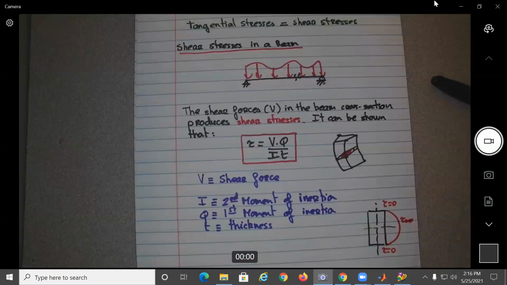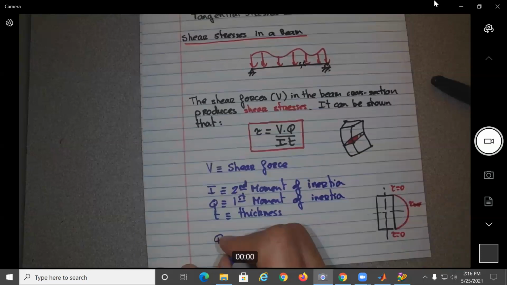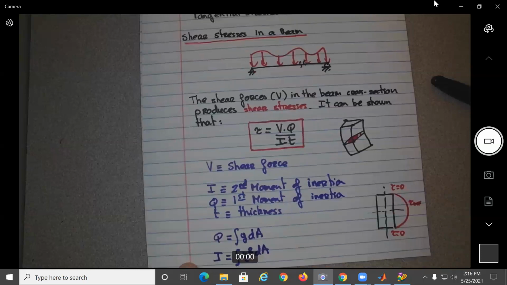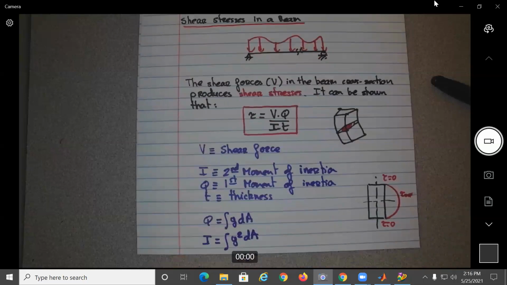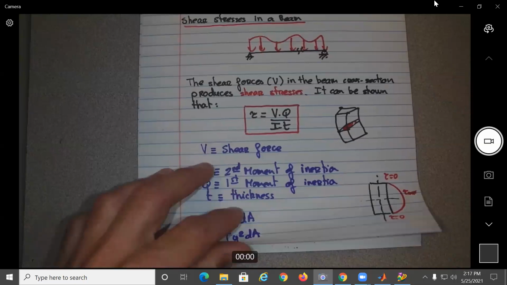All right, and the mathematical expression for Q is the integral of y dA. So this one is not a big deal because we already calculated I. This one is generally the one that gives you a hard time. Okay, so let's see what this first area moment of inertia is.